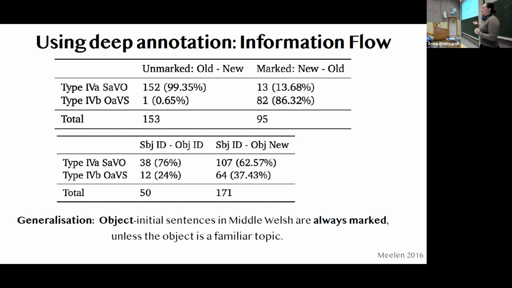And then the exception here is unless the object is a highly familiar topic, and that turns out to be a separate little category in Welsh. But you can only get that information again if you have that annotated. Otherwise, there would be no way I could just read all the texts and get this type of information.